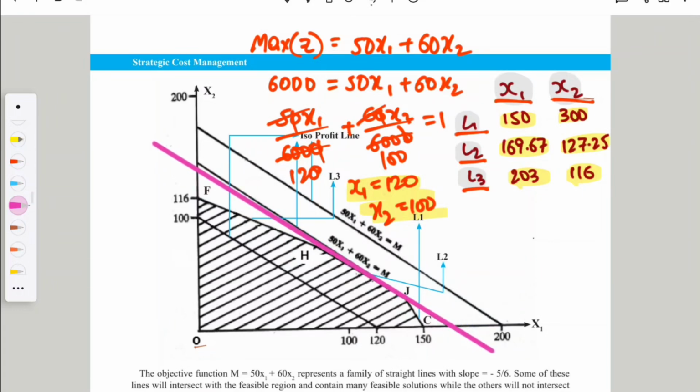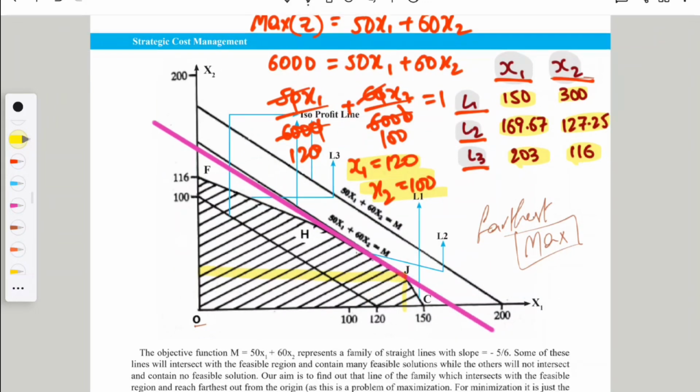So J is the point of the feasible region which is farthest from the origin. Because this is a maximization problem, we are going to find the coordinate which is farthest from the origin. If this was a minimization problem, we could have considered the point which was closest to the origin. Yes. So here the point J is our solution. So we have to find the value of J here. The value of J here is on the x-axis it would be something like this, and on the y-axis it would be somewhere here.